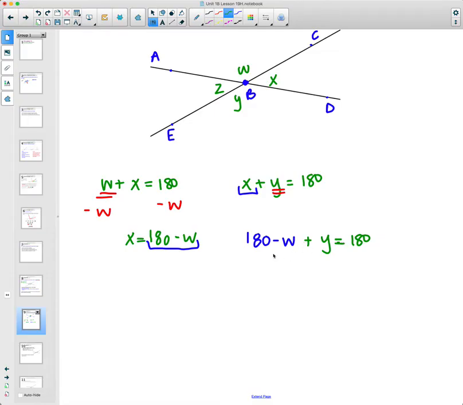So now I'm going to subtract 180 from both sides. So I get negative W plus Y is equal to 0. Then I'll add W to both sides. And that helped me figure out that Y is actually equal to W. So Y and W are exactly the same. So this angle is always equal to this angle from that algebra.